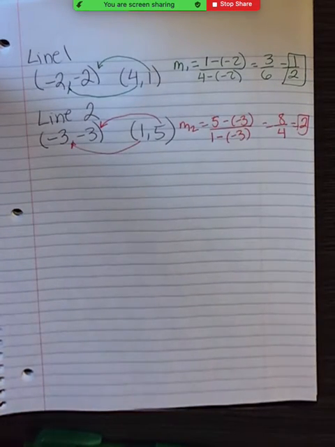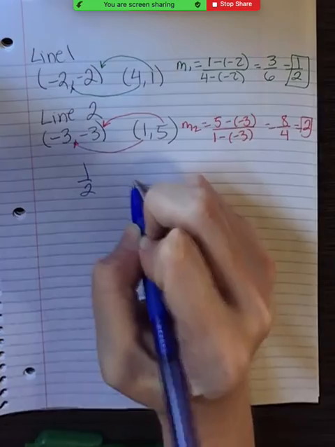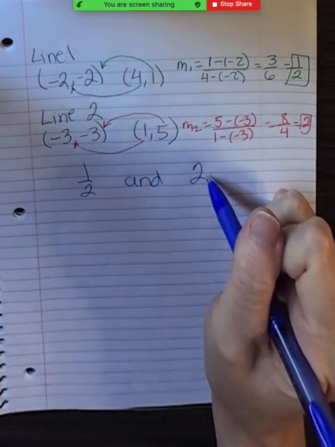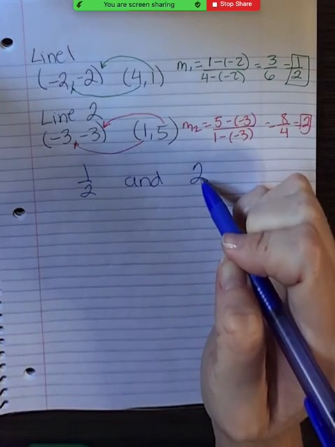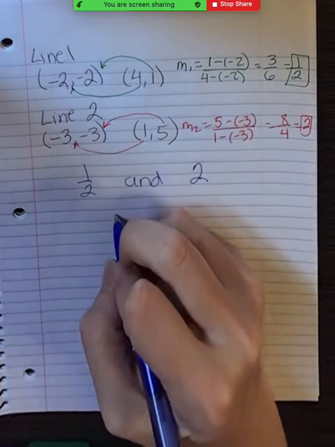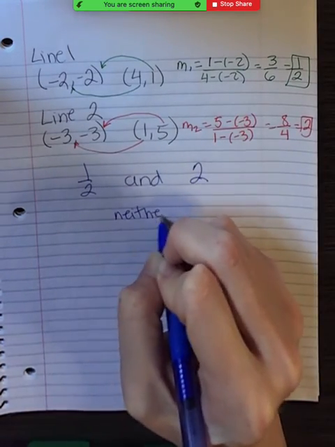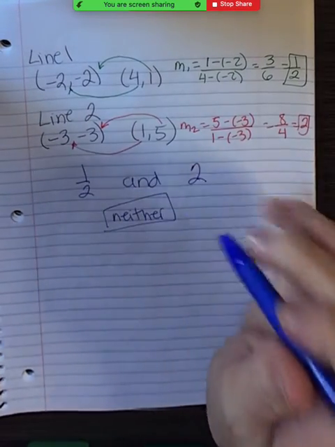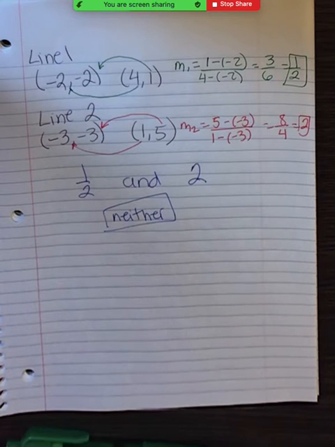So look at our two slopes. We have 1/2 and 2. Are they opposite signs? One positive, one negative. They're not, so these are neither parallel nor perpendicular. They're not the same, but they're not opposite reciprocals. Okay, so that is lesson 2.2 for Algebra 2.